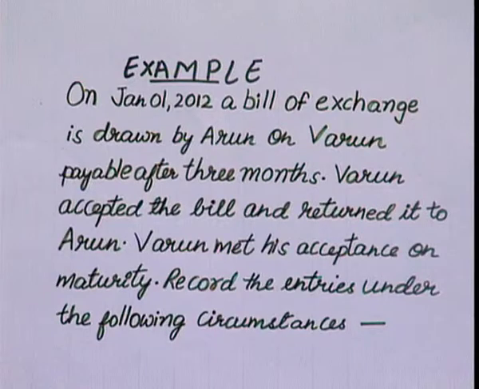The entries in the books of the drawee will remain the same in all the four above cases. Now, let us explain all these cases with the help of an example. On 1st January 2012, a bill of exchange is drawn by Arun on Varun, payable after 3 months. Varun accepted the bill and returned it to Arun. Varun met his acceptance on maturity. Record the entries under the following circumstances.